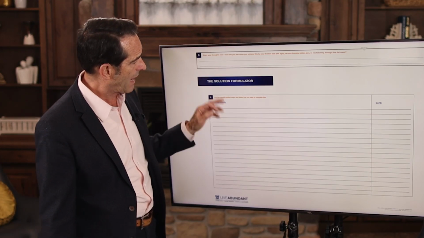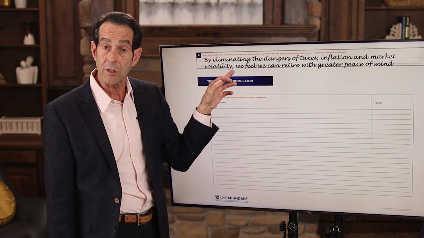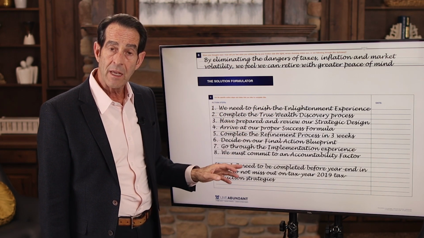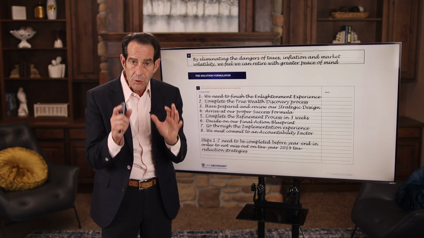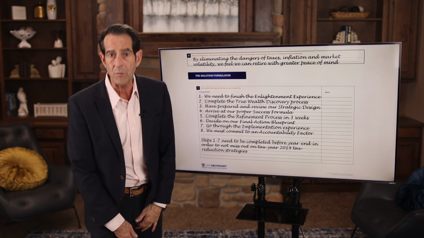They go through on the back of the form and they get super clear on their future financially, and they write down all of the action steps that they need to take. This helps them arrive at a solution that they can follow step by step. And it's very liberating when they do that.